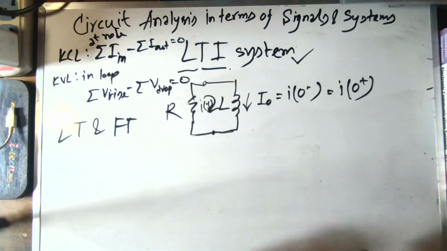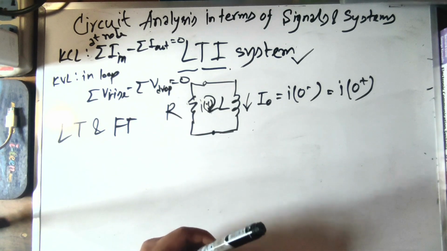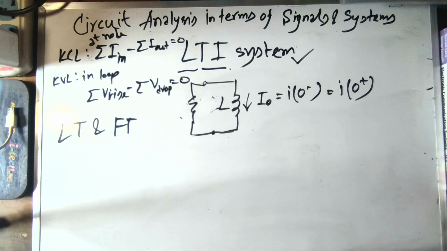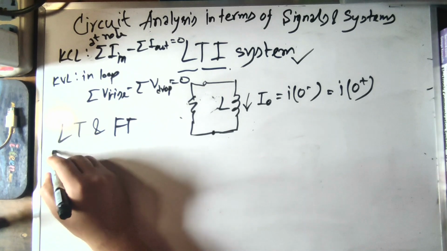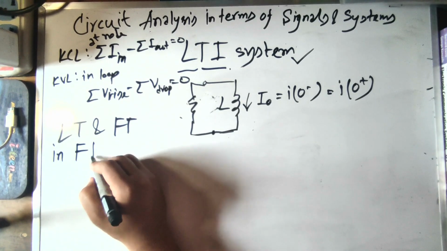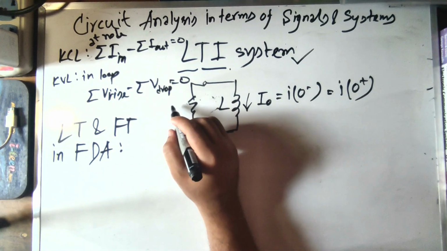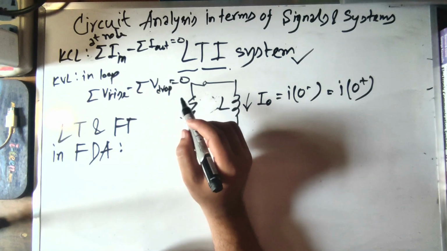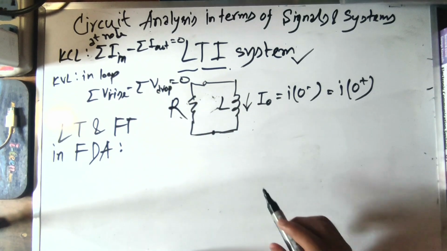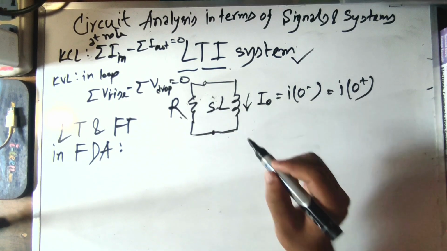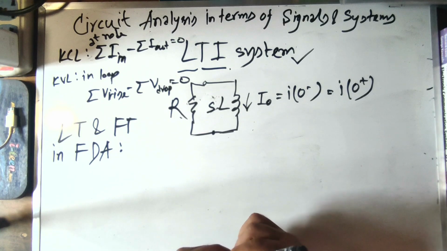in the frequency domain. So in the frequency domain, the elements are transformed. What will the elements be in the frequency domain? Now, in frequency domain analysis, FDA, as R is independent of frequency, it will be the same, but L will have an S with it in the frequency domain.